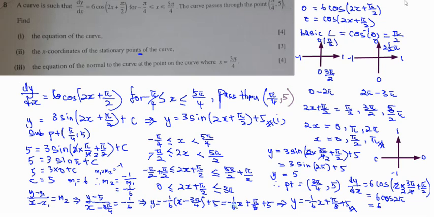Open up the bracket, you get minus 1 over 6 x plus, minus times minus becomes plus. Now 3 pi over 4 times 1 over 6, 3 and 6 will cancel, becoming 2. So 2 times 4 becomes 8. And then the 5 will be here. Okay, so that's it. So the normal equation becomes y equals minus 1 over 6 x plus pi over 8 plus 5. That's it.